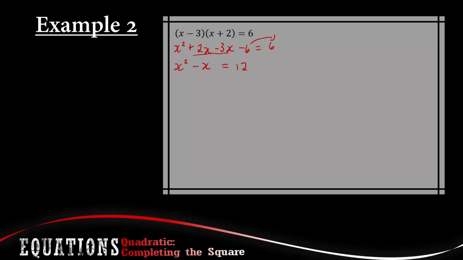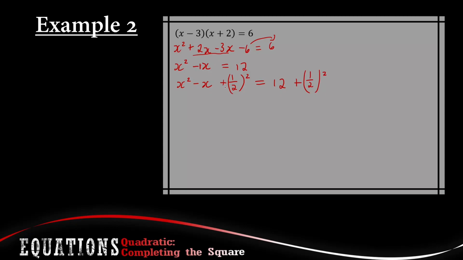And now it's in the form where I can do completing the square. And the coefficient over here is -1. So I'm going to write down the first two terms, and then I'm going to add 1 over 2, and I'm going to square it. Okay, and then what I do on the one side, I have to do on the other side, so I'm also going to add here 1 over 2, and I'm going to square it.